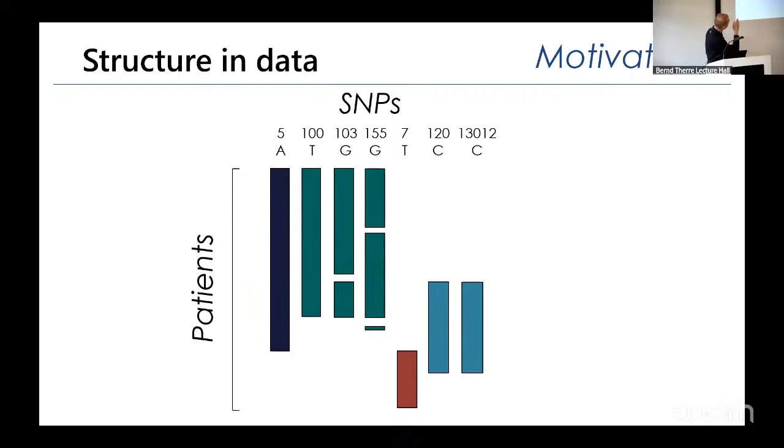We see that SNP A, on location 5, this happens quite a lot. Here this green block, they seem to group together, right? But there are some errors in between.